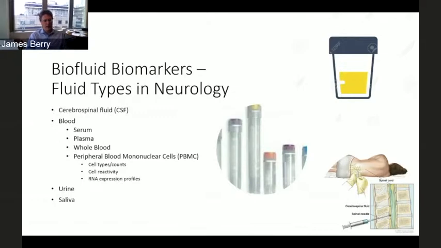Urine is a source of biomarkers. I think this has been a little surprising, but I'll tell you a story about one biomarker that's really developing nicely in ALS. And saliva potentially, I think that's maybe the lowest on the list for obvious reasons.